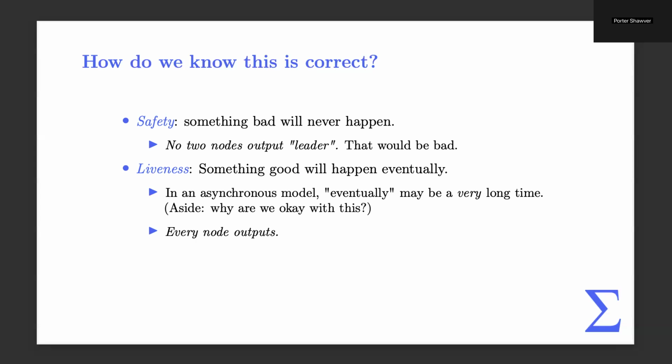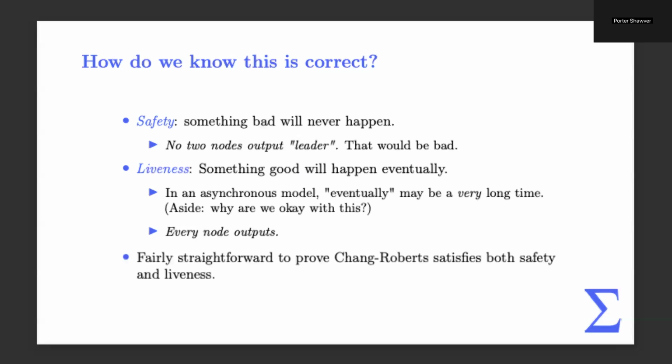If everybody is able to come to some decision, and you take those two things together, it makes sense that that's enough to prove correctness for this algorithm. If everybody comes to a decision and the decision is not wrong, then it's right. So that's a good algorithm. It's fairly straightforward to prove that Chang-Roberts satisfies both of these conditions. No two nodes output leader because there's only one minimum ID, so nobody's going to receive their ID back unless they have the minimum ID, and that's the one leader. And every node outputs because there are no failures, and everybody will receive the terminate message if they're not the leader.